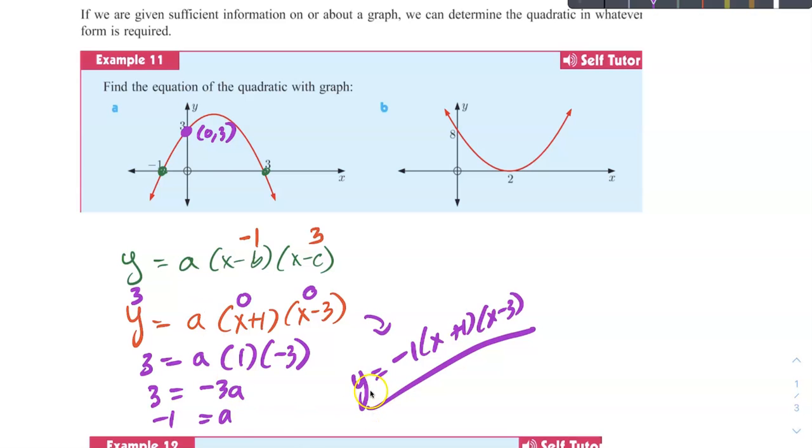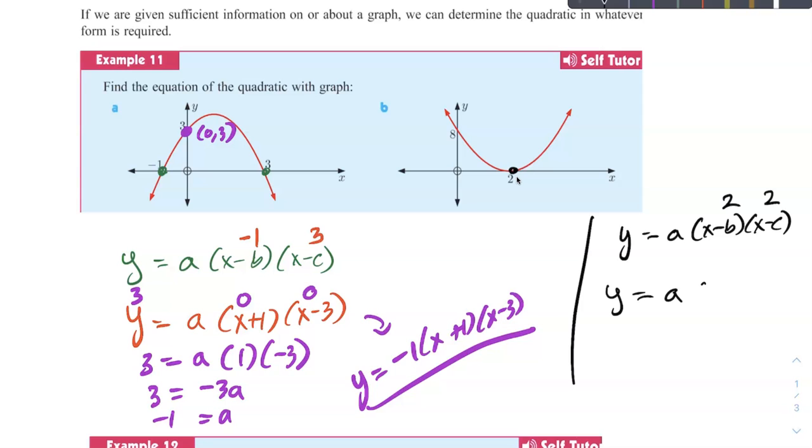So that's the equation. Now this one here, there are a couple of ways to think about it. If you want to go the route of using factored form, you're like, I only have one factor here. That's because it's a double root. So we have a double root at 2, which means we put 2 and 2 here. So we're going to have y equals a times x minus 2, x minus 2, or x minus 2 squared.